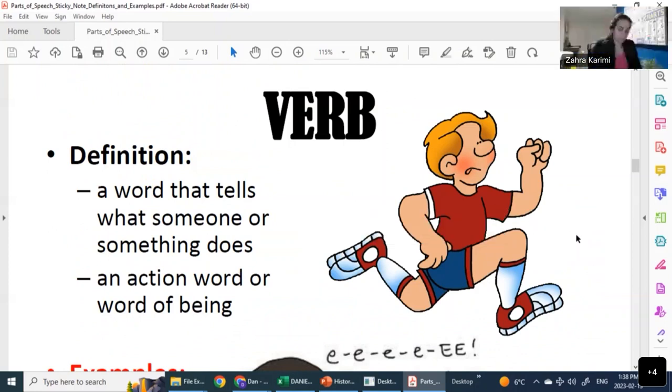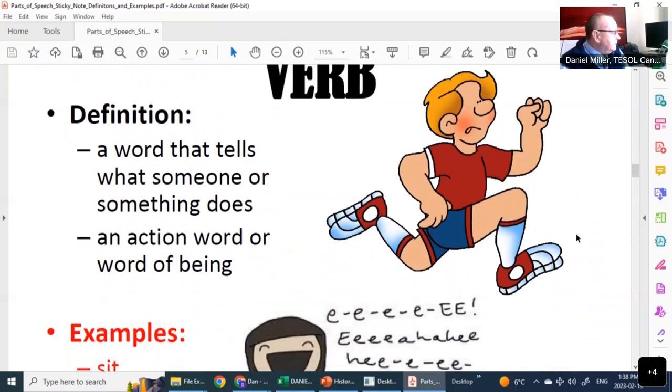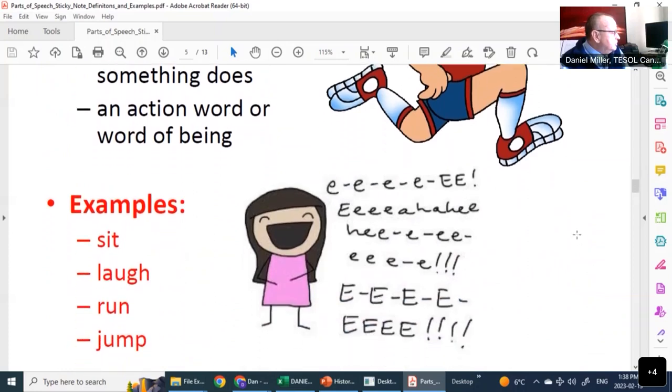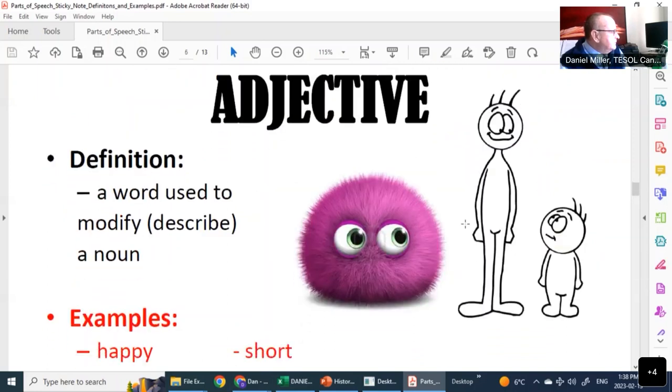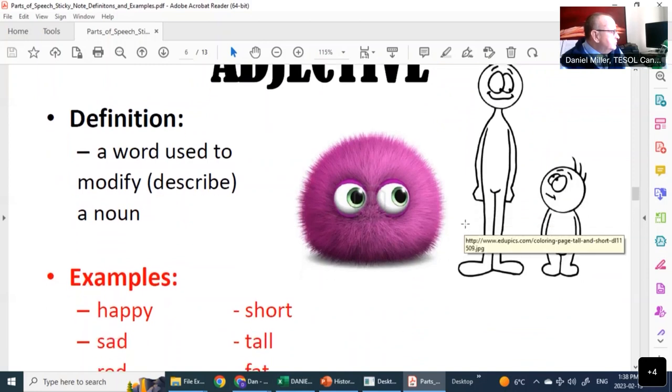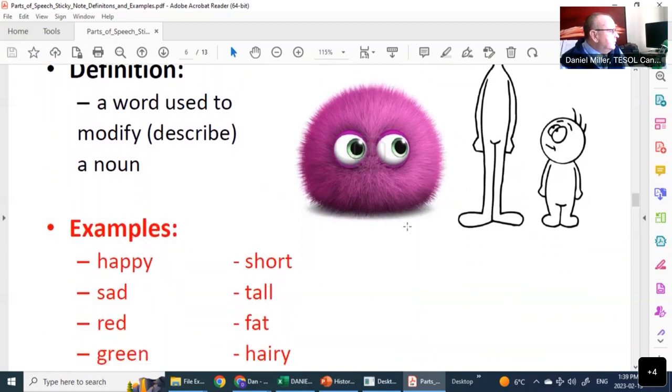A verb is, by definition, a word that tells what someone or something does. It's an action word or a word of being. Examples are sit, laugh, run, jump. I'm not sure exactly whether this is laughter or singing, whatever she's doing, this is an example of an action. Then there's an adjective. By definition, an adjective is a word used to modify or describe a noun. Examples are happy, sad, short, tall, red, fat, green, or hairy, as in the little purple fuzzball example.